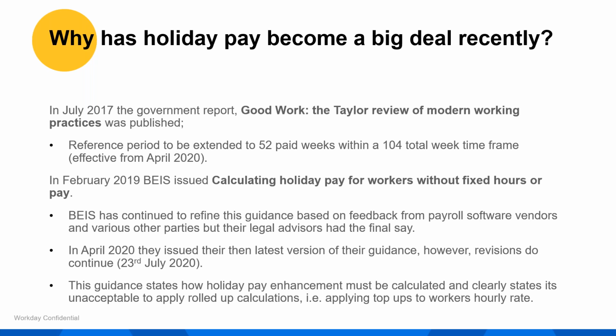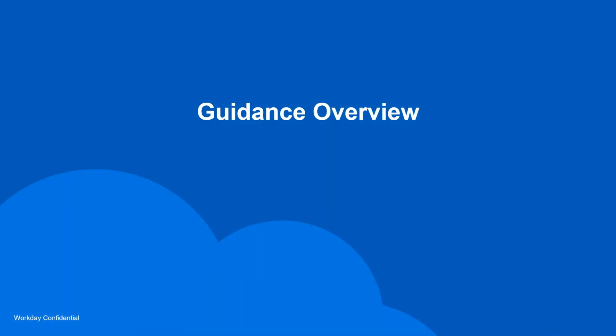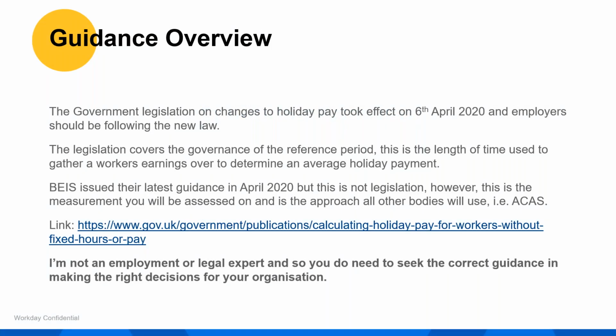So this guidance states how holiday pay enhancement must be calculated and clearly states it's unacceptable to apply rolled up calculations. This might be where, for example, you're adding a little bit extra onto the normal hourly rate to try and accommodate any holiday pay payments the worker might or might not get. So there is a big change there, and again, in my own experience, I've seen a lot of organisations take that approach.